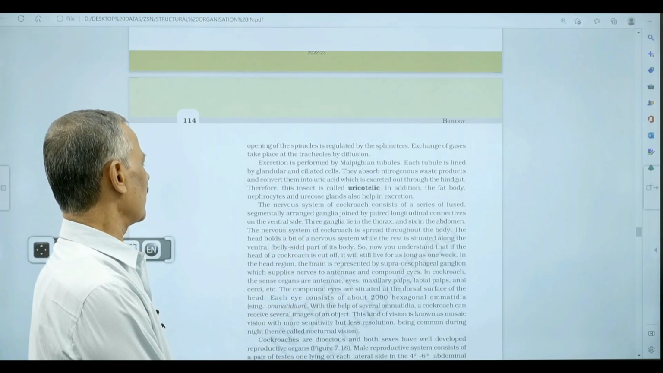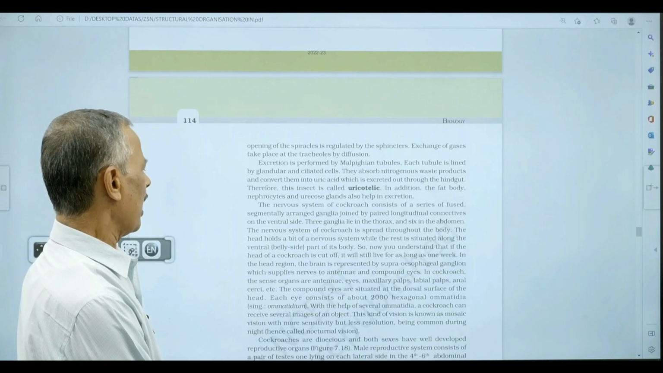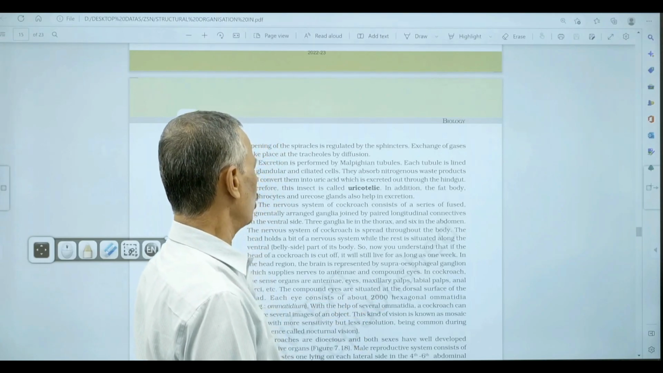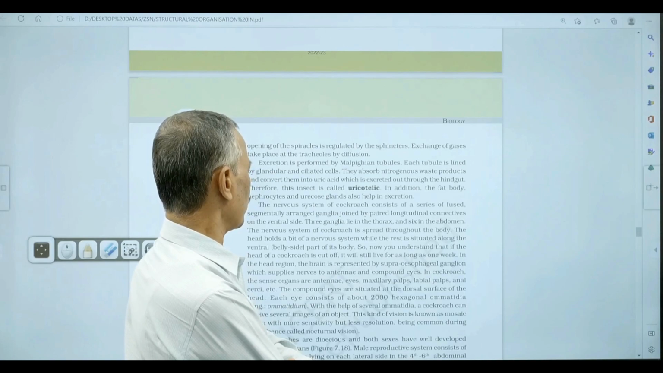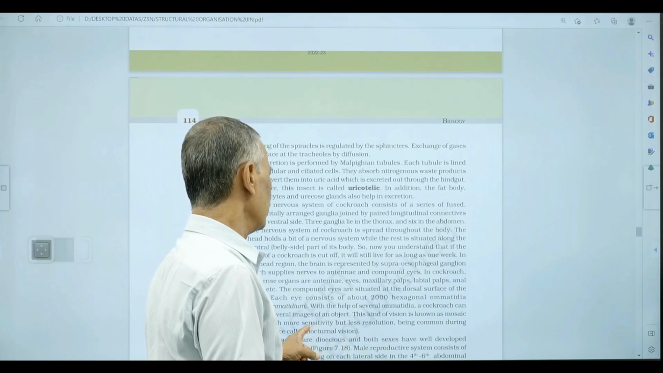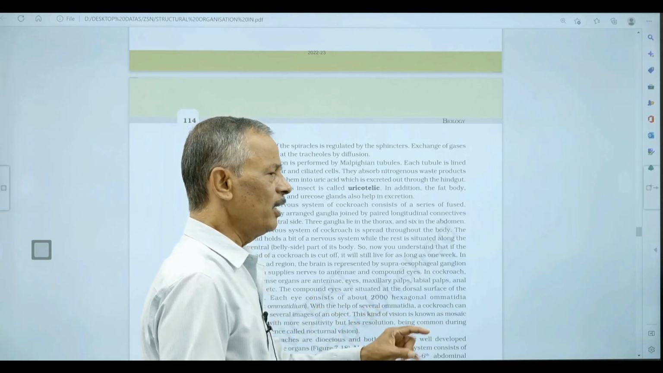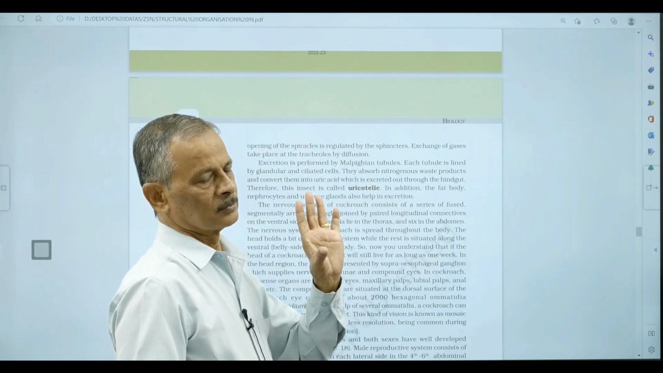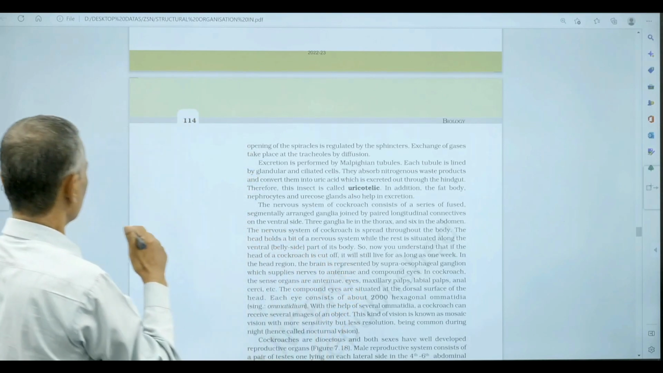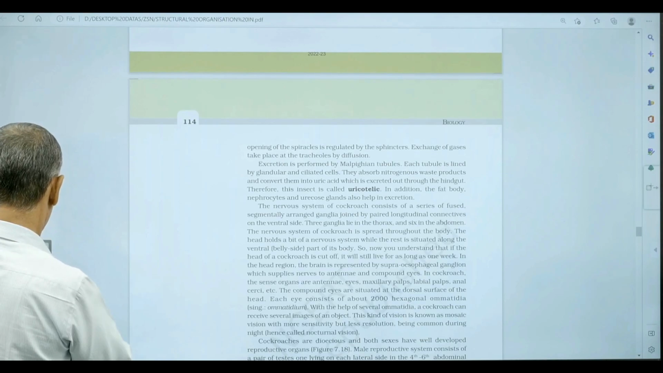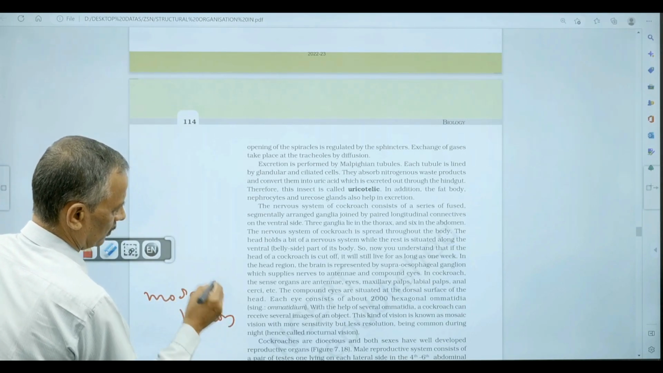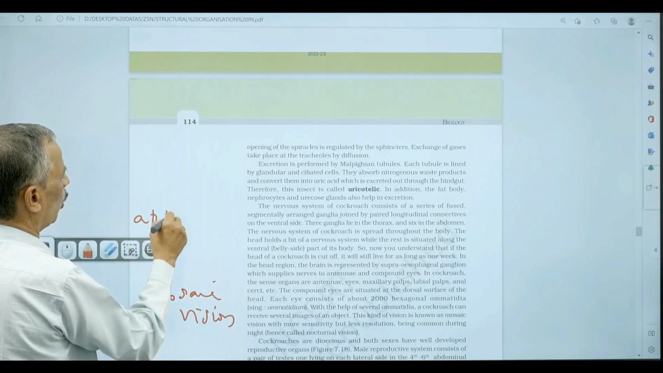Now, it has sense organs like antennae, eyes, maxillary and labial parts. Even legs are sensory in nature. Each eye, I told you, is made up of 2000 hexagonal pieces called ommatidia. Each unit of the compound eye is called an ommatidium. And each ommatidium makes a part of the image. The final image is formed by keeping all the images close together. Such an image formation is called mosaic vision. And the image formation is called apposition.